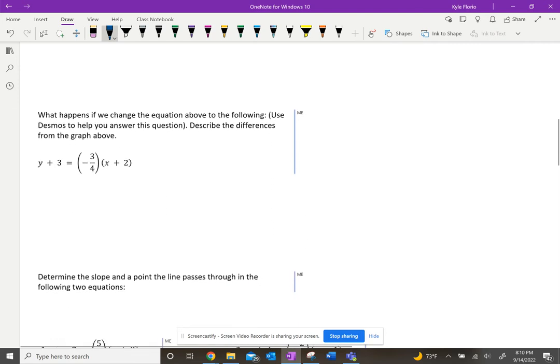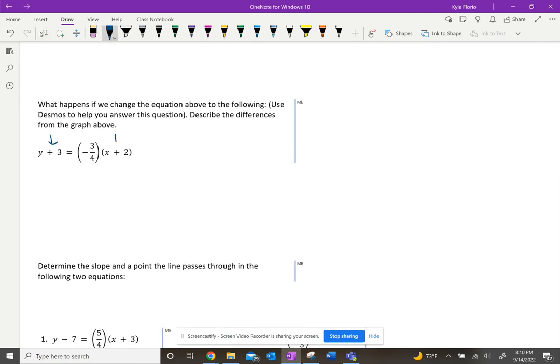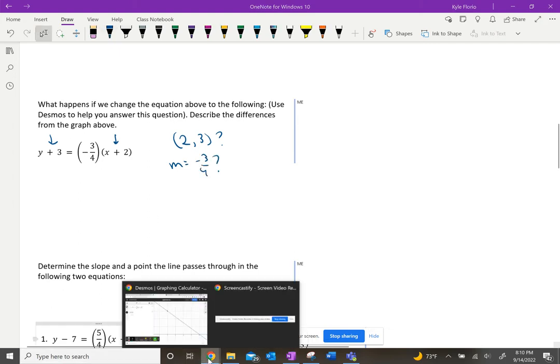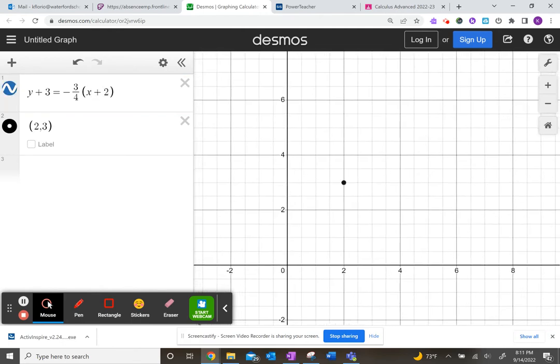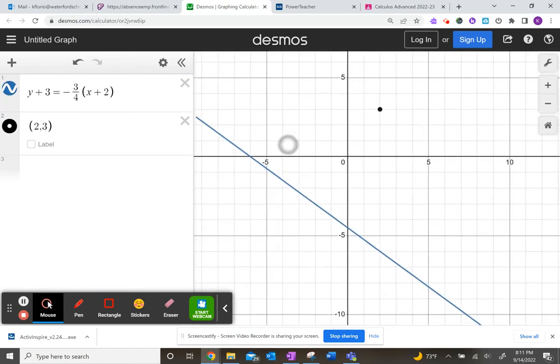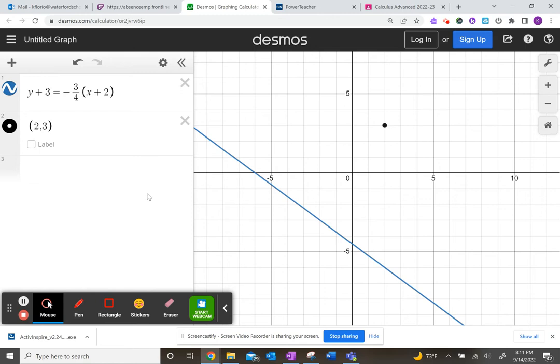Okay. All right, so what happens if these are pluses? Do we think the point 2, 3 is going to be on it? And do we think the slope is still going to be negative 3/4? Let's find out. So make this plus. What happened? Oh, there it is. All right, so 2, 3 isn't on it.